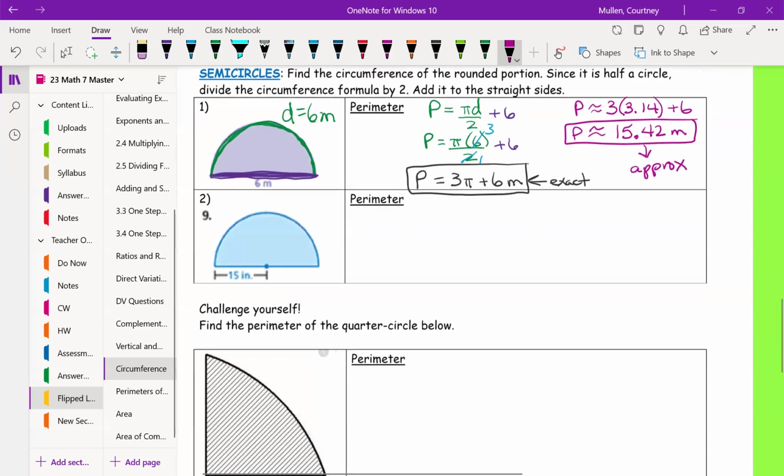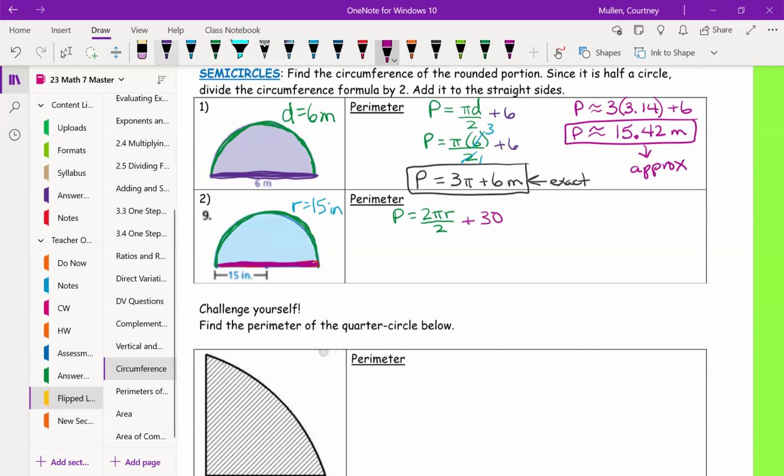Let's try again. So this time what's given to us in the figure is the radius of 15 inches. Now remember, we need the entire rounded portion first. So we're going to use our C equals 2 pi r formula because it gives us the radius. But again, it's a semicircle, so we're going to divide it by 2. Then we have to be sure to add on this flat side. Well, how long is the flat side all the way across? The radius is 15, but what would the diameter all the way across be? Exactly, 30.